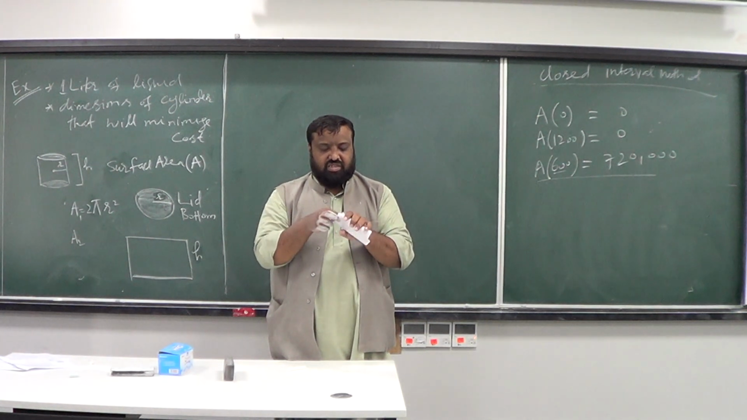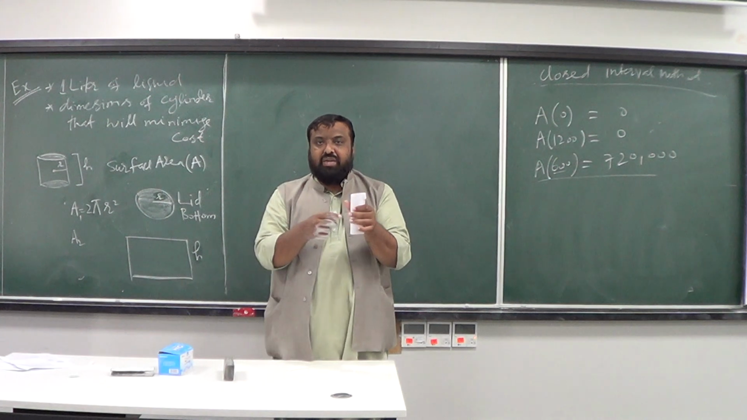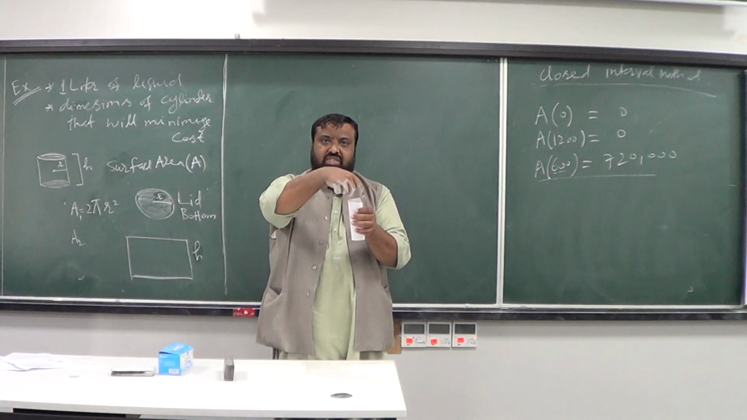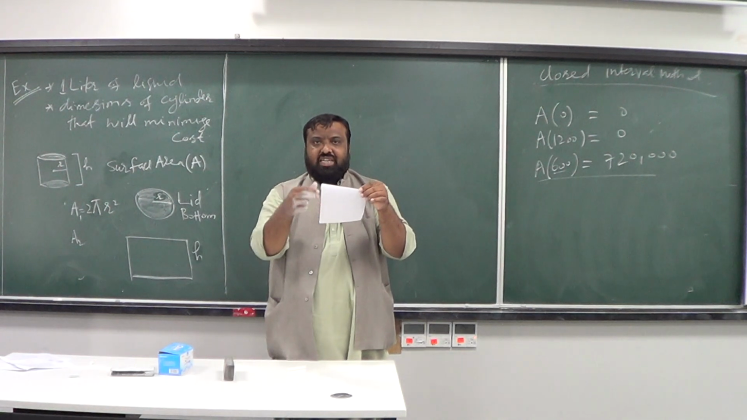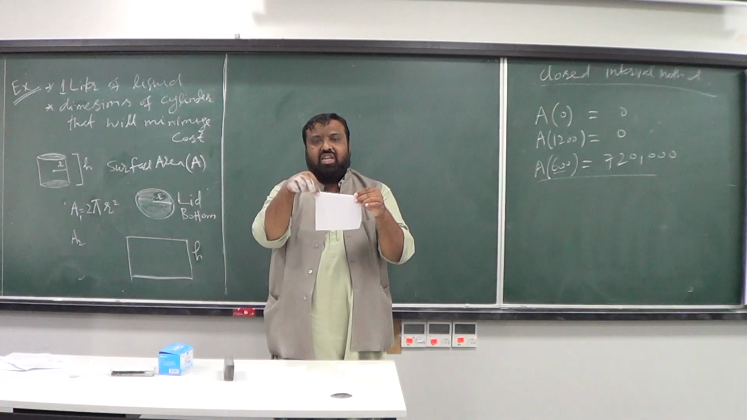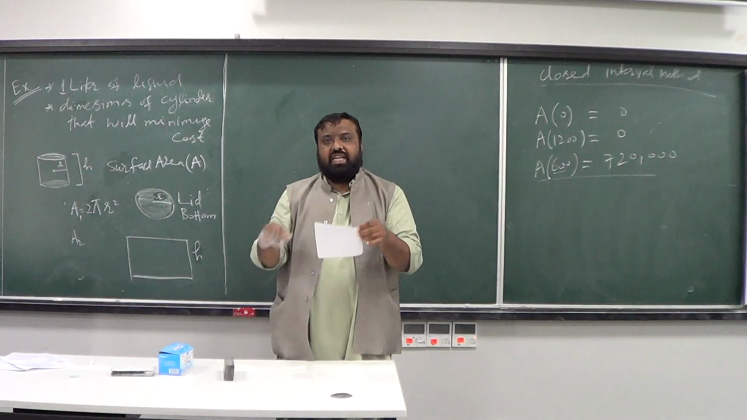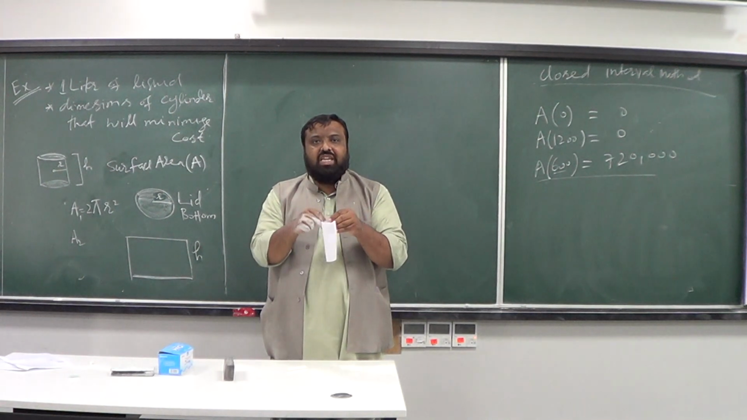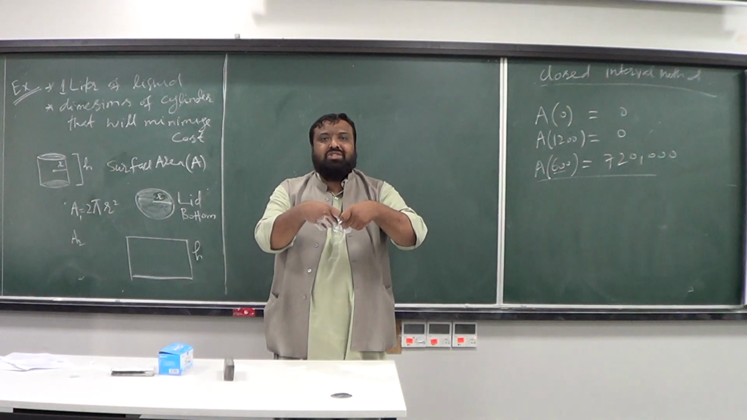So this is a cylinder, for example. It has two dimensions. One dimension is the height, and the other dimension is the circumference. When you open it, this is the height and this is the width of the rectangle. And what is the width of this rectangle? The width is equal to the circumference of the circle, the circumference of the disc.